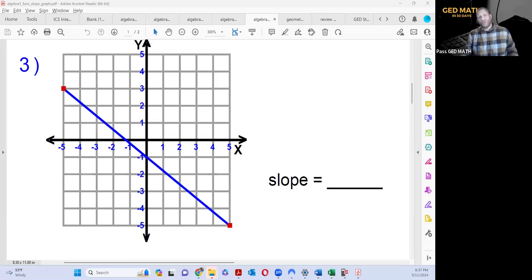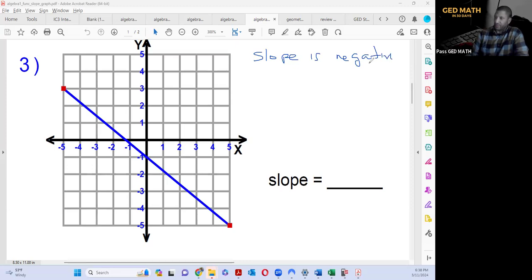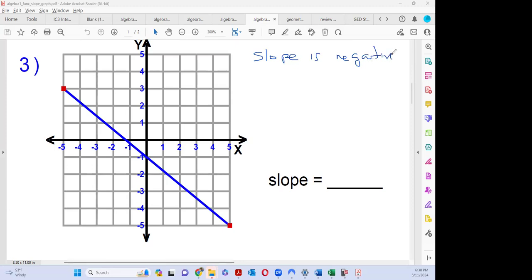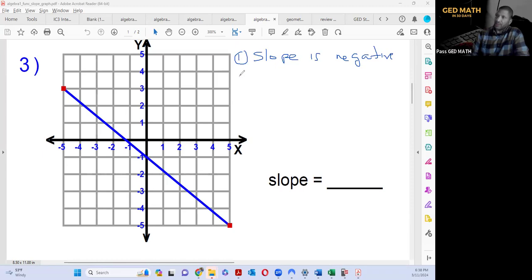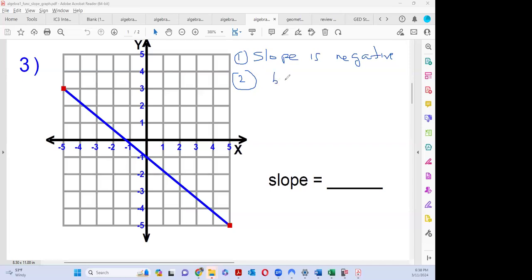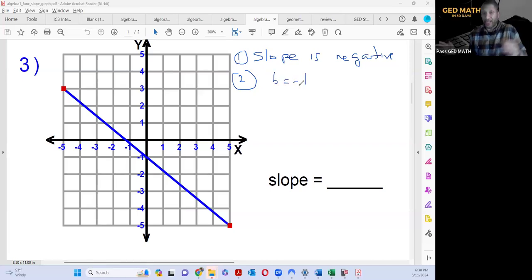My question to you is, is the slope of this line positive or negative? Negative. How do you know it's negative? It's going down. So the slope is negative. You can see that right away. That's the first step. Second step, where does this line cross the y-axis? -1. So my y-intercept, or b, is -1. That's not hard either, right?